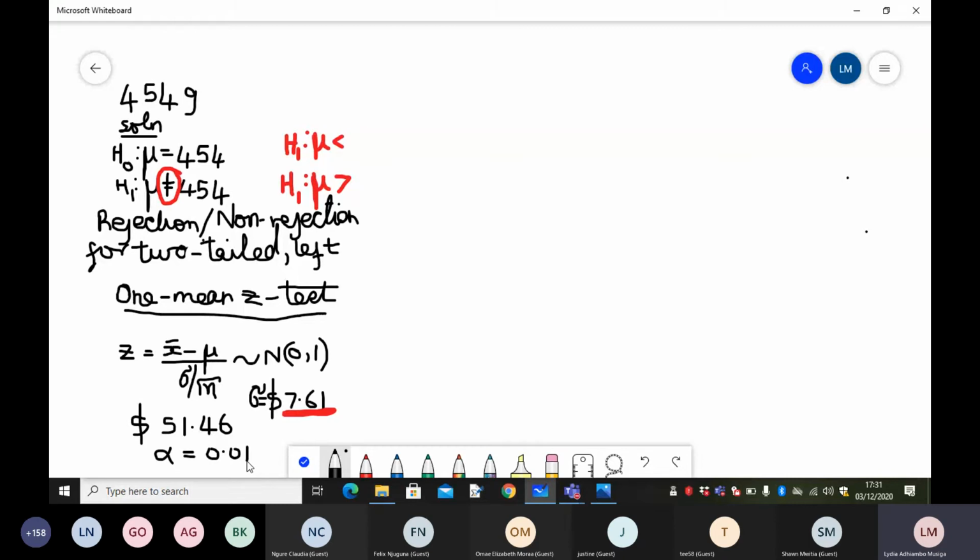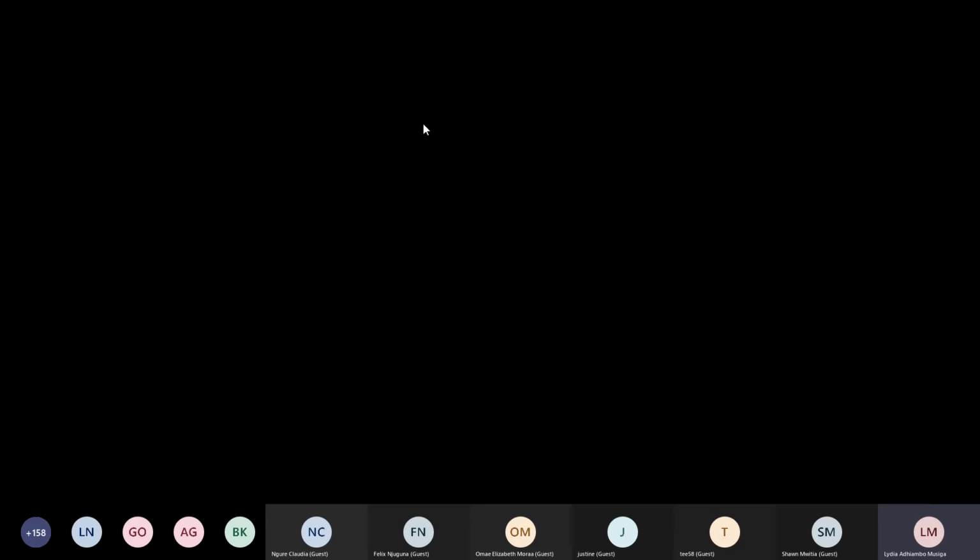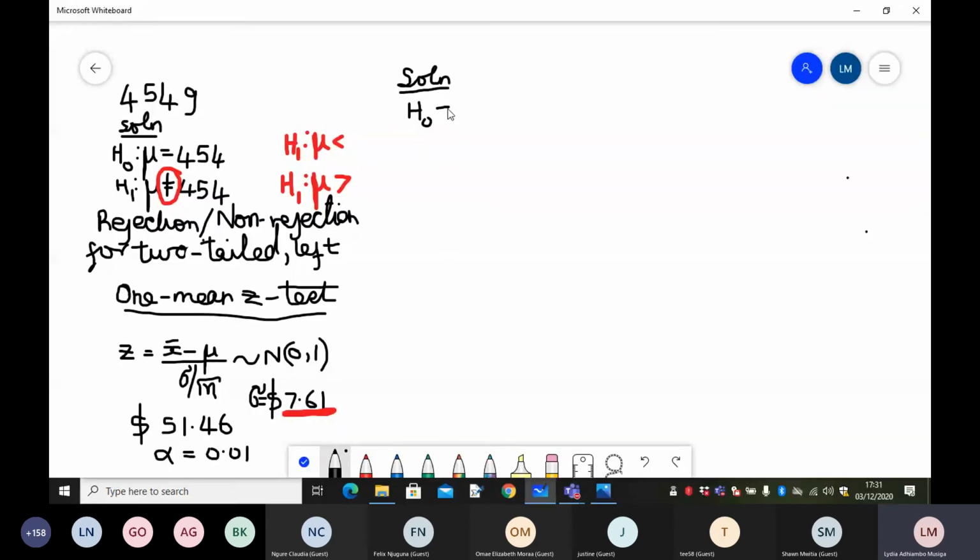Whenever we start answering a question on significance tests, or a test of hypothesis, first and foremost, we must know what our null and alternative hypotheses are. In order to identify the null hypothesis and the alternative hypothesis, let's go back to the question and digest it.